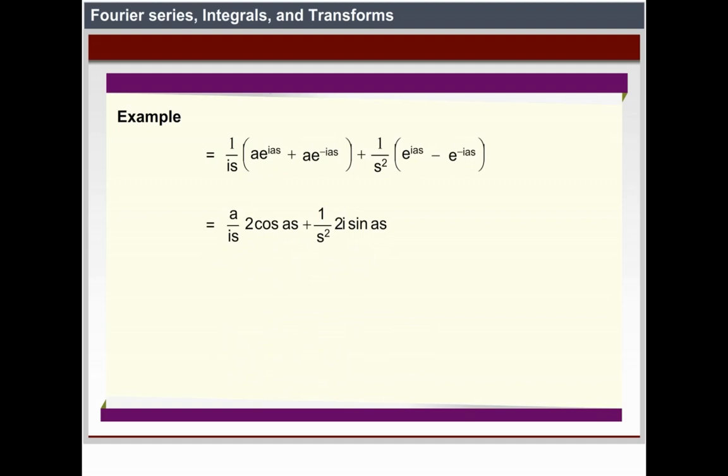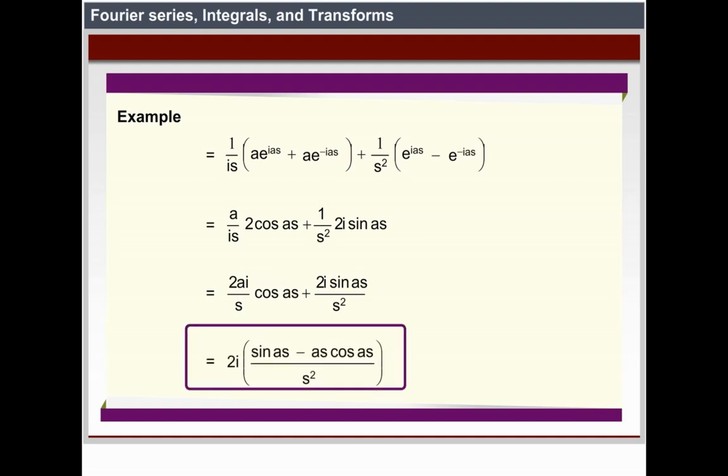Equal to a divided by is into 2 cos as plus 1 by s square into 2i sin as equal to 2ai divided by s into cos as plus 2i sin as divided by s square equal to 2i into sin as minus as into cos as divided by s square.